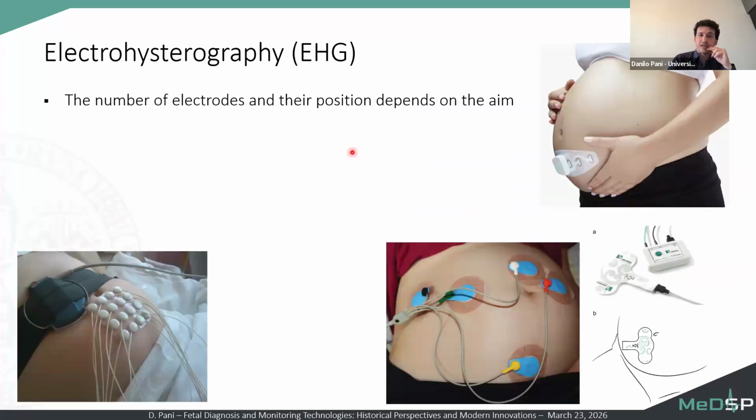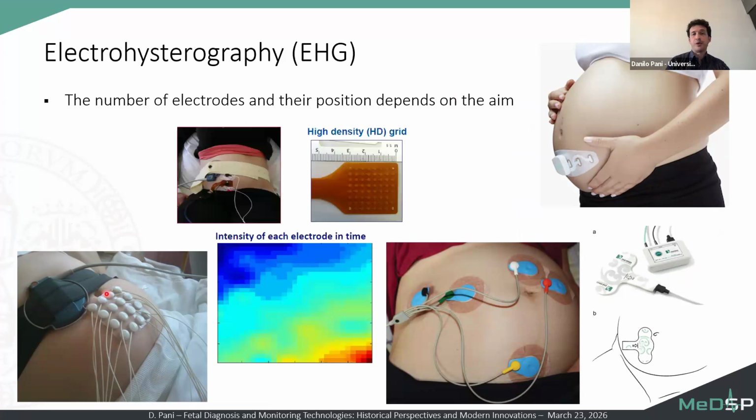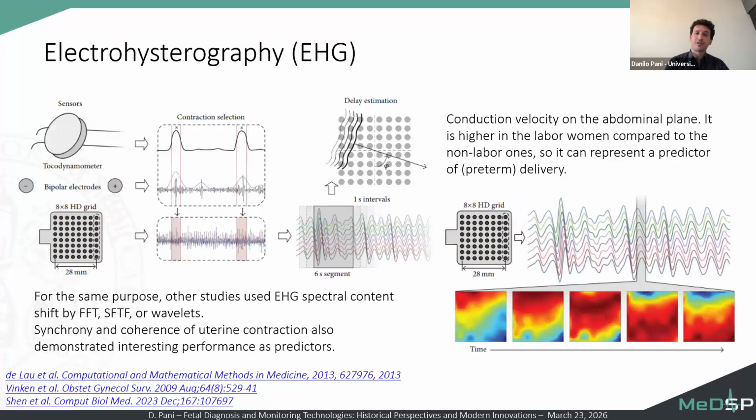Of course, the number of electrodes and their position depends on the aim of the study. We can start from very simple systems with a low number of electrodes to a system where the number of electrodes is higher, or even higher with the high density electrode grids. In this case, the aim is that of studying the conduction velocity on the abdominal plane, because it was shown that it is higher in labor women compared to non-labor women. And so it is possible to predict by studying the conduction velocity of the EHG signal potential preterm births.